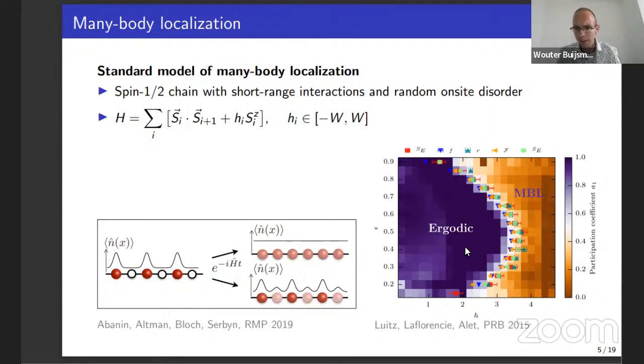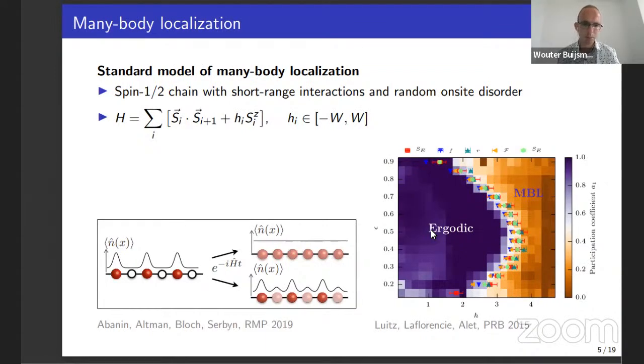Here in this figure, you see a phase diagram that has been obtained in 2015. On the horizontal axis, you see the disorder strength. So what is called H here is the W here. And on the vertical axis, you see the energy density. So let's say the lowest line is the ground state, and the upper limit is the highest excited state. And let's say the middle of the spectrum is here.